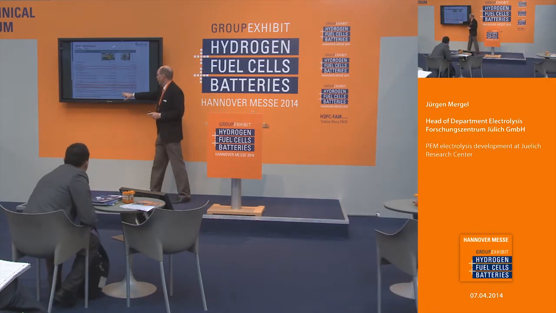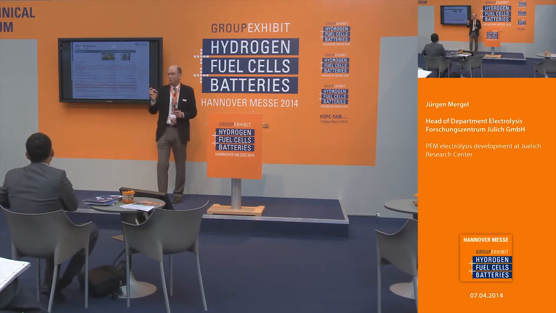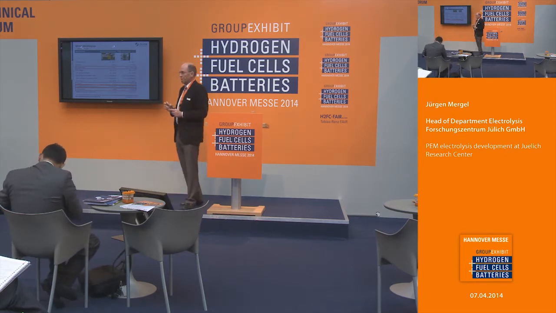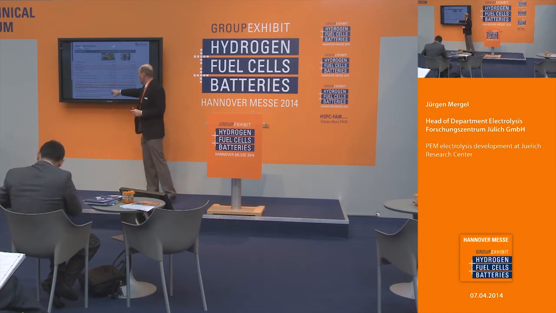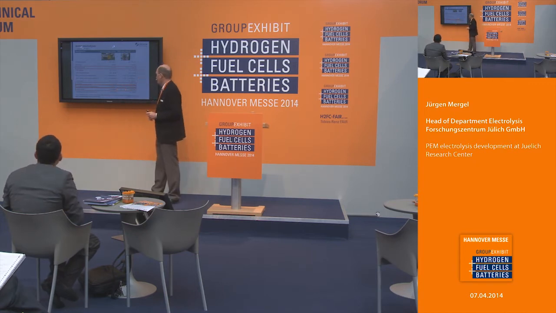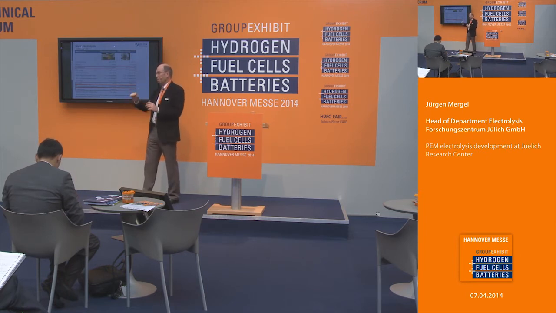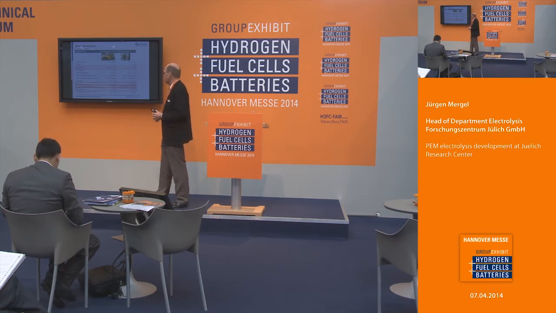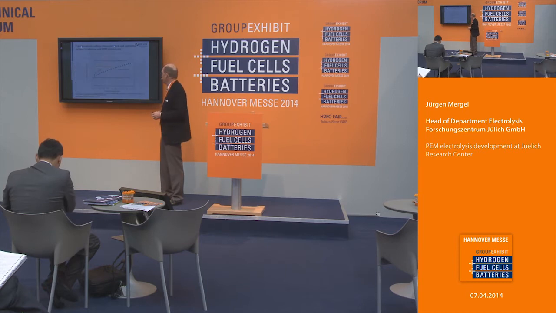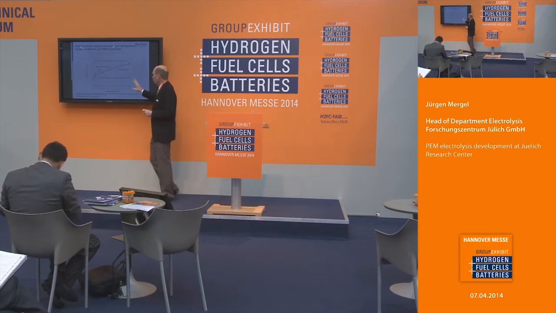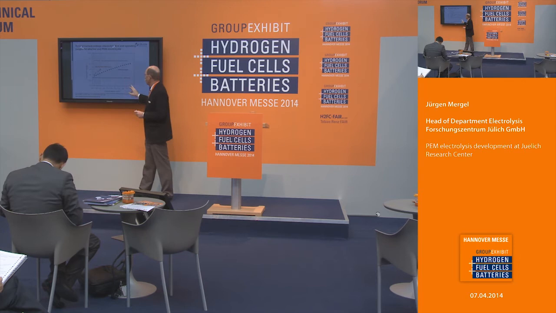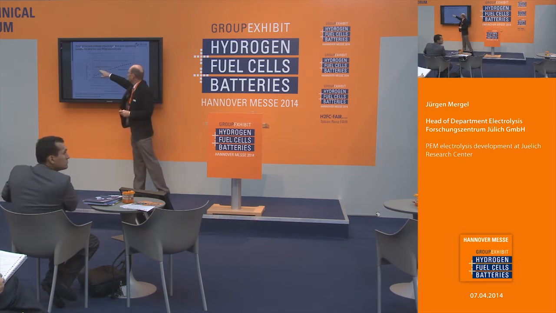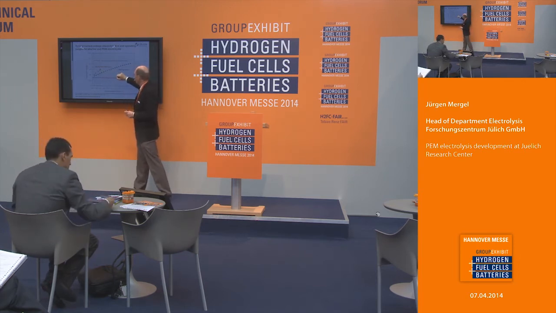And if you look at the lifetime, this is very important, especially for the costs of ownership. Alkaline is in the range of 90,000 hours. PEM, let me say, is in the range of 60,000, but at constant load, at constant operation, not at dynamic operation.